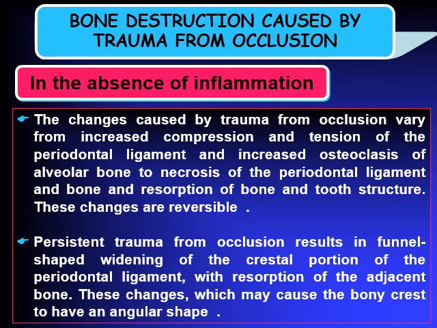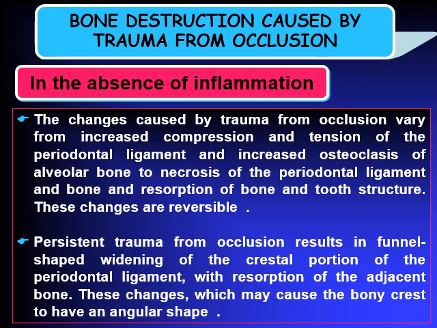I will pass over it quickly. So you have to know that the changes caused by trauma from occlusion vary from increased compression and tension of the periodontal ligament, increased osteoclasis of the alveolar bone, to necrosis of the periodontal ligament and bone, and resorption of bone, and these changes are reversible. Okay? Why are these changes reversible in primary trauma from occlusion? Because it does not affect the supracrestal fibers, so it is reversible.